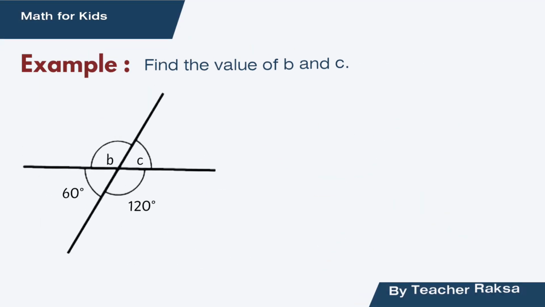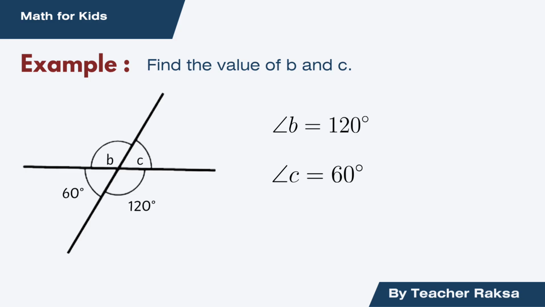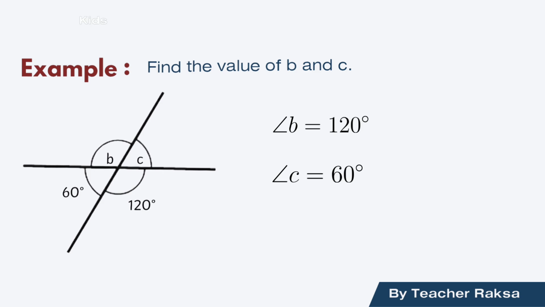In this example, we're asked to find the values of angle B and angle C. Since the two lines intersect, we can use the vertically opposite angles rule. We are given that the opposite angles are 120 degrees and 60 degrees, so angle B equals 120 degrees. Angle C equals 60 degrees. And that's how vertically opposite angles help us solve for unknowns.